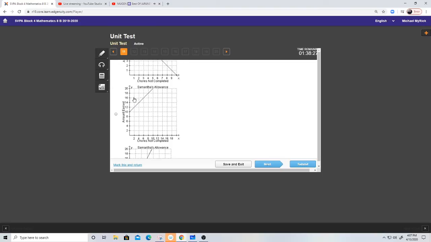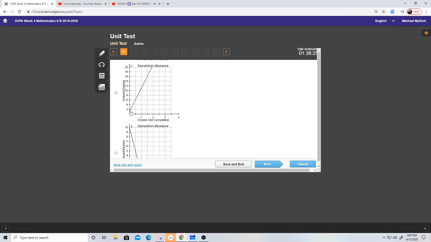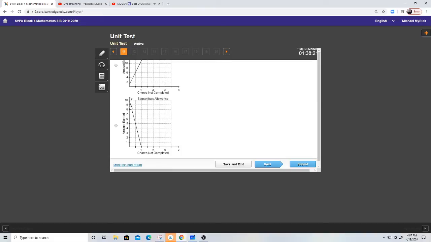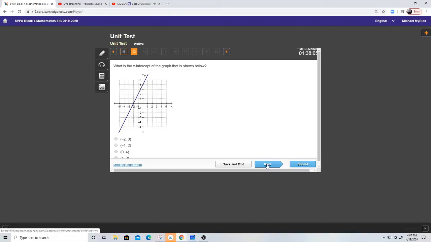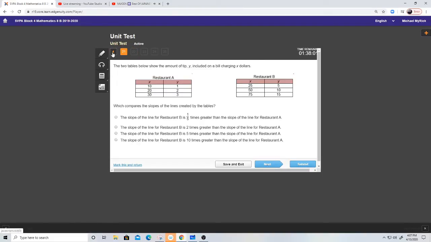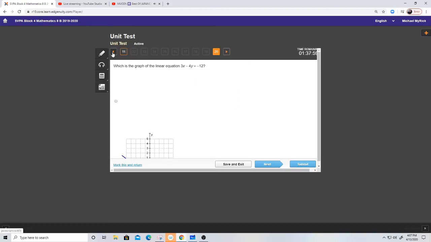This one starts at 10, but it goes up. This one starts at like 1 and goes up. This one starts at 10 and goes down, but she looks like she's losing $5 per chore because it goes over 1, down 5. Look, over 1, down 5. So she's losing $5 a chore there. So this one was right. This has 25 questions. This is crazy.